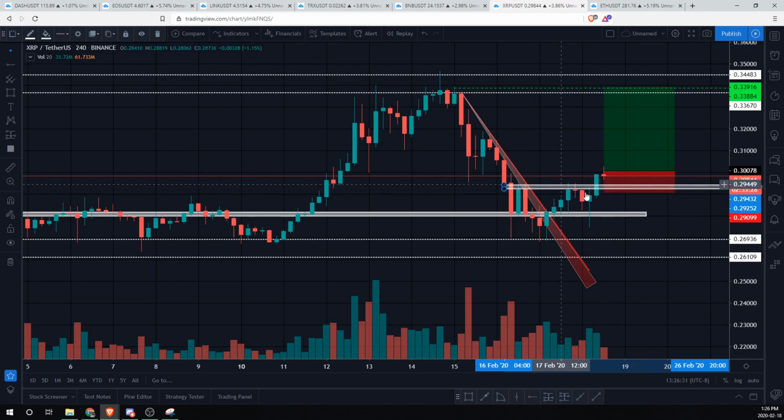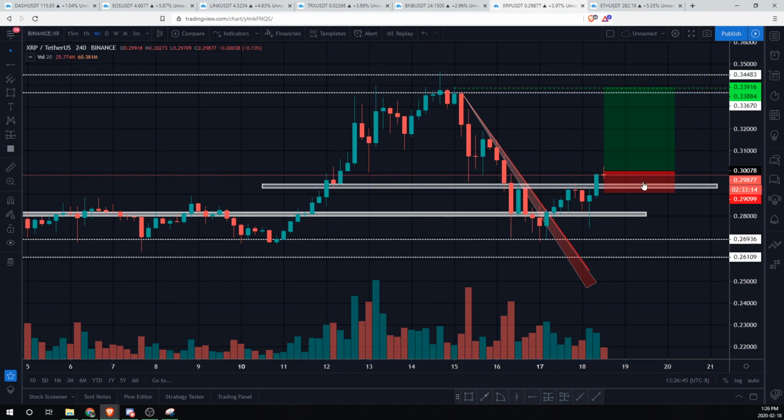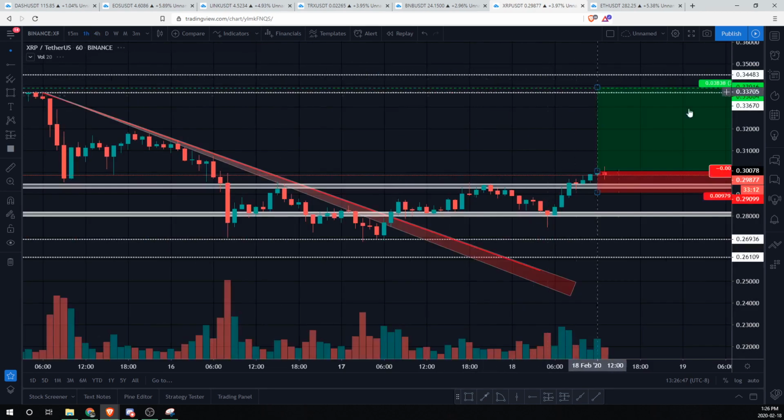If the price is going to pull back, there's a little bit of room there for the price to move. It's basically enough, but if we do see a long wick down, we'll probably get wicked out, but we do have enough that hopefully we don't get multiple of those. So that is the overall trade on XRP.